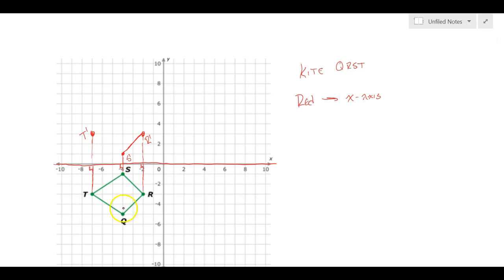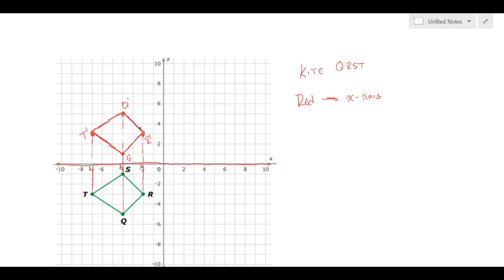And then finally, Q. Well, Q is kind of weird because I have to go through S, but that's okay. We're going to go 1, 2, 3, 4, 5. 1, 2, 3, 4, 5. This creates Q prime. Now, when I do this, I have now successfully reflected this kite over my line of reflection, which was the x-axis.